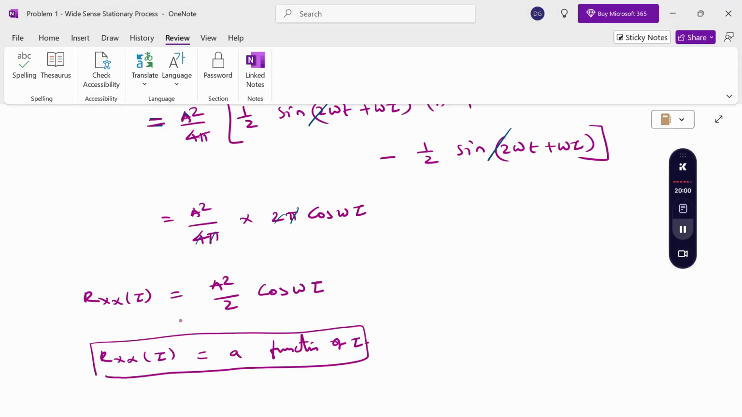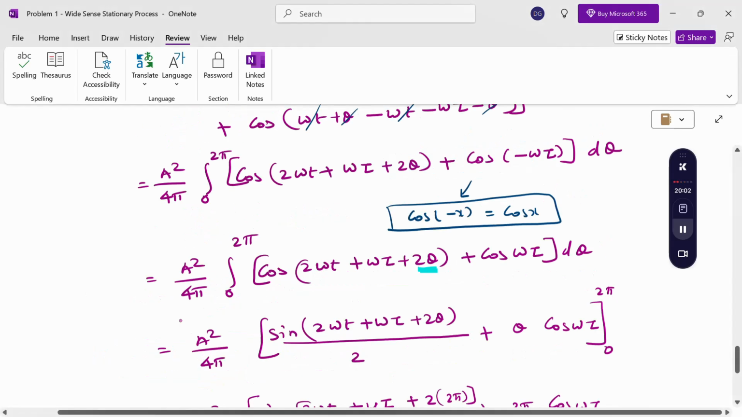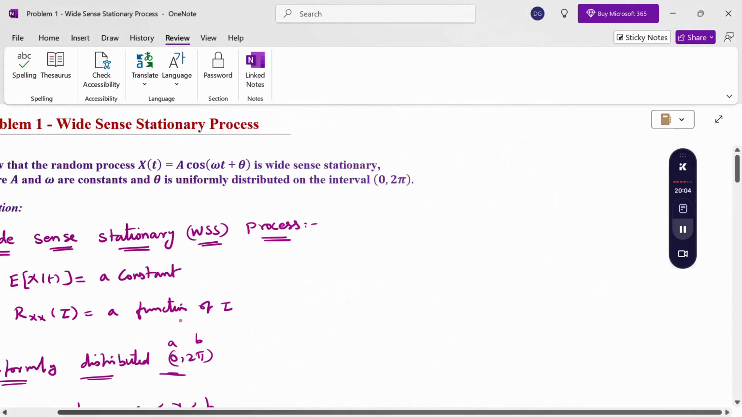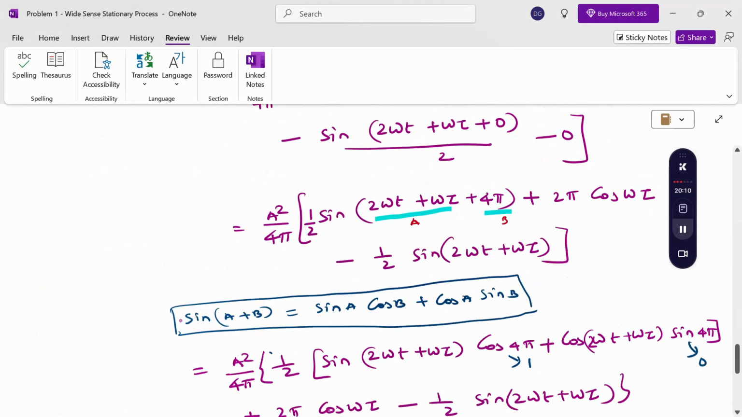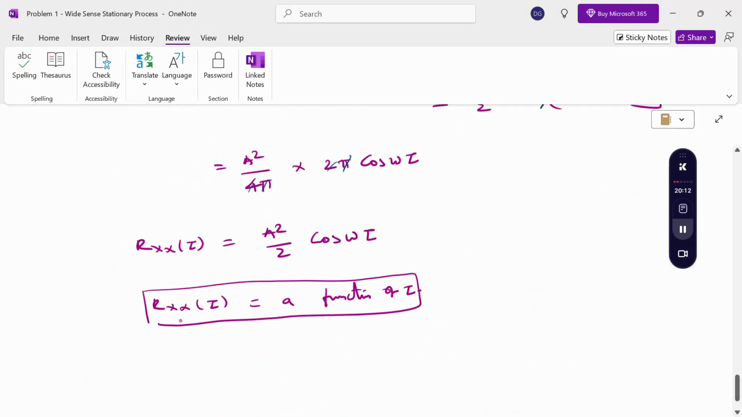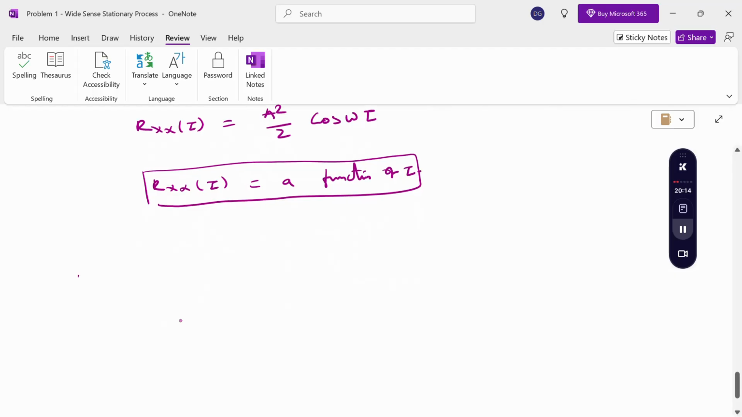So there are two conditions: one is that the expectation of x of t is constant, and the other is that the autocorrelation function is a function of τ. Therefore, x of t is a WSS process, a wide sense stationary process. Thank you.